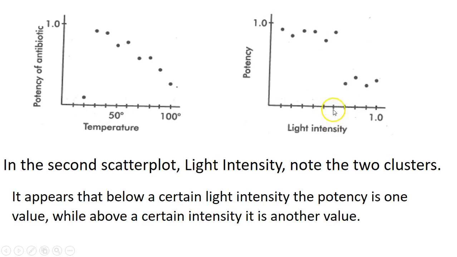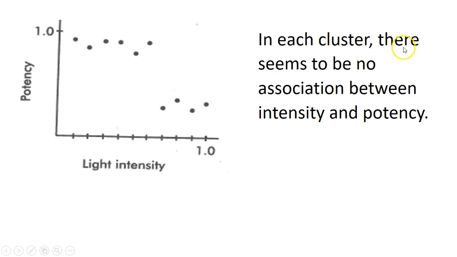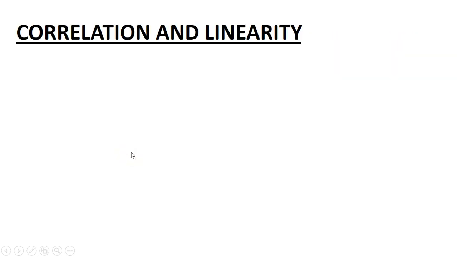It appears that below a certain light intensity, right, below a certain light intensity, it is one value, while above a certain light intensity, it's the other. So as the light intensity goes up, for some reason, boom, it just switches over. Right? In each cluster, there seems to be no association between intensity and potency. Right? There doesn't seem to be an association between the two, as you were to look at that.